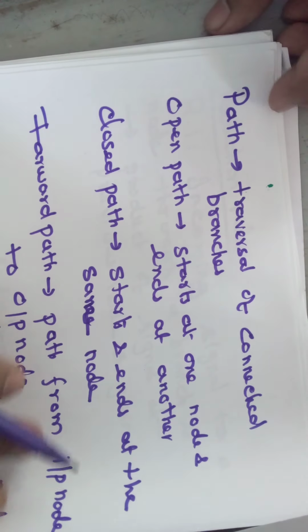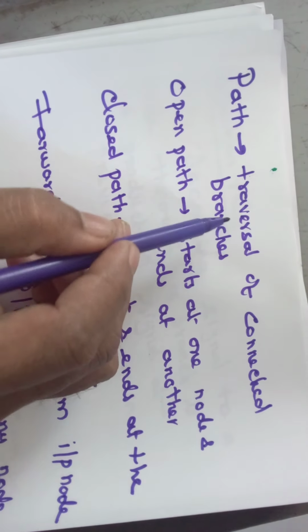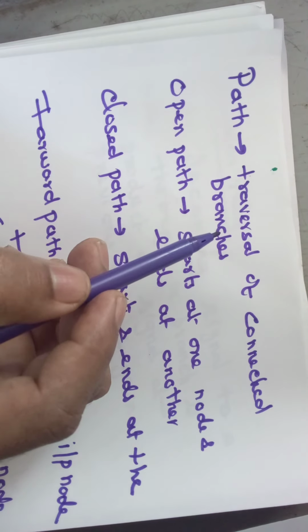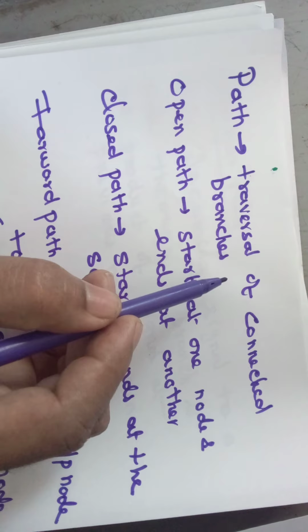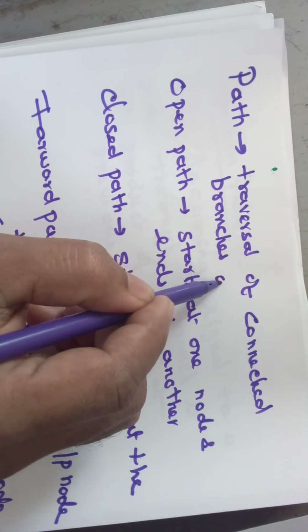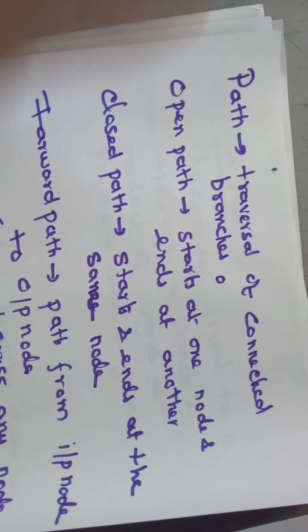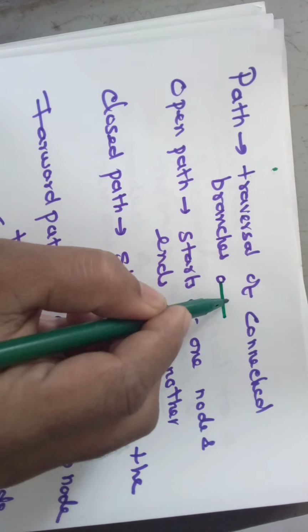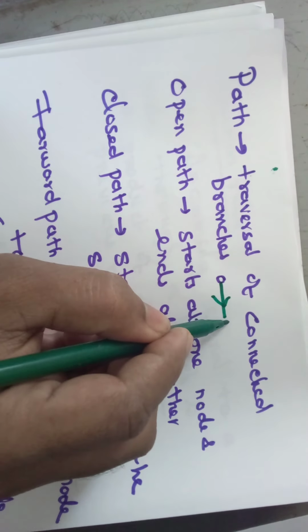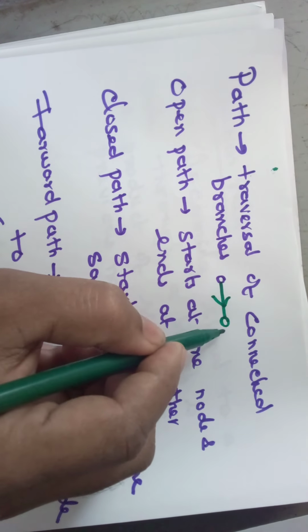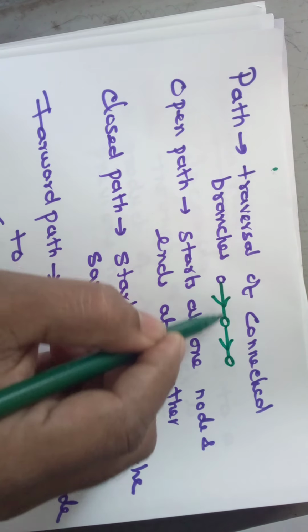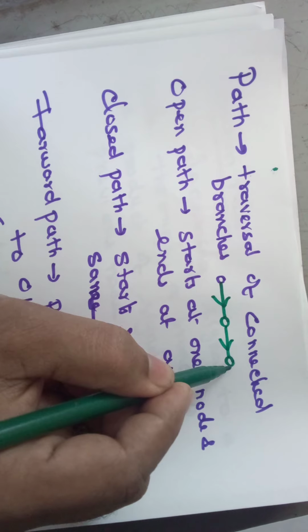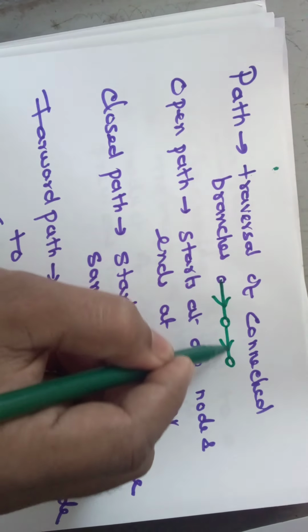The next is the path. What is a path? A path is nothing but a traversal of connected branches. For example, here you have a node. A signal travels along this path in this way, and reaches another node, and you have some other node. So this is the direction of the travel of the signal. This represents a path.